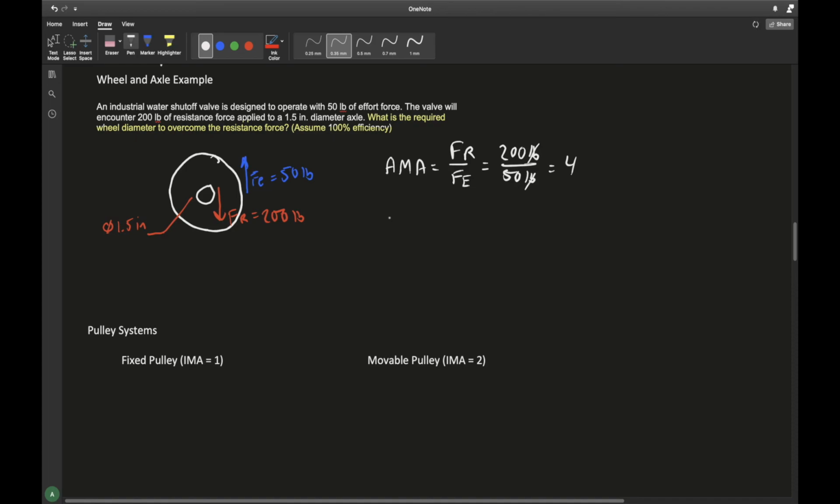Okay. Now, 100% efficiency means that your IMA is equal to your AMA. It basically says there is no friction. Okay, so in an ideal case, that means that my IMA is equal to 4 as well. So with that now being said, we can solve for my wheel diameter or my effort diameter that I need. And so IMA is equal to DE over DR. And I have all of the tools I need to now solve for my DE.